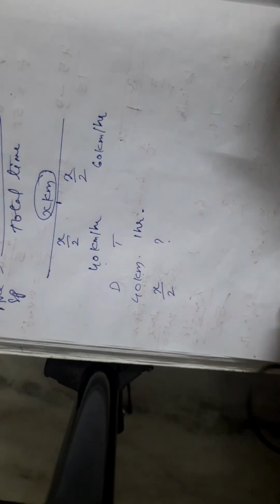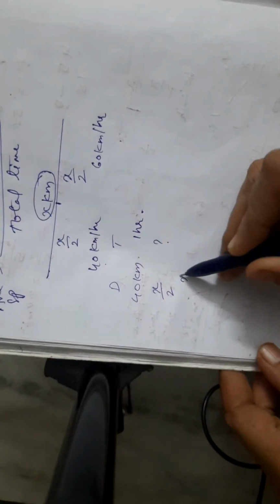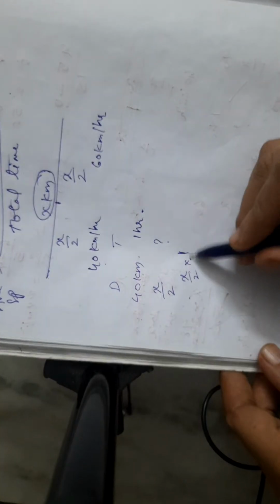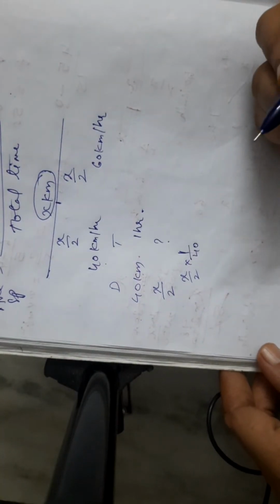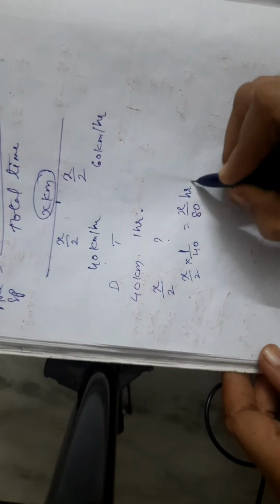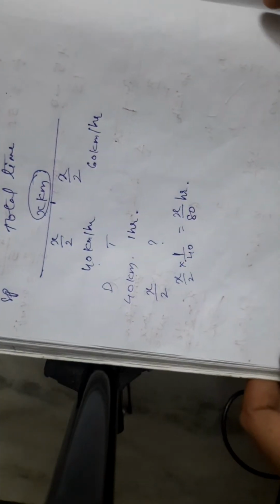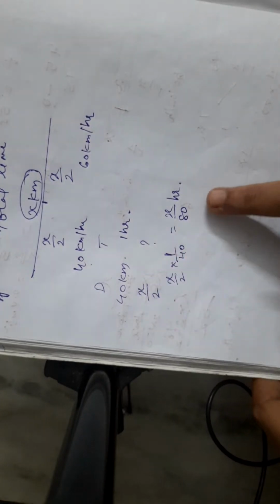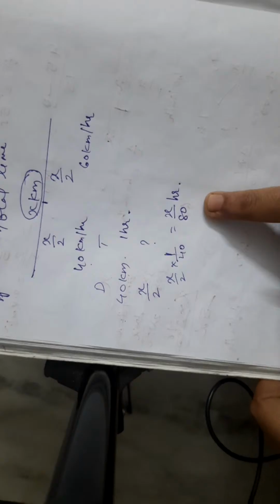So we'll do cross multiplication: x by 2 multiplied by 1, divided by 40. Thus it is x upon 80 hours. As we were calculating time, it will cover x by 2 distance in x by 80 hours.